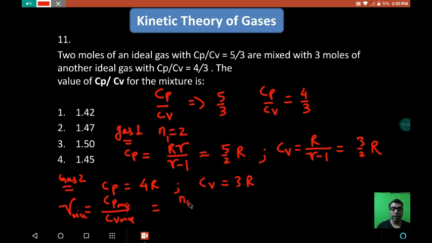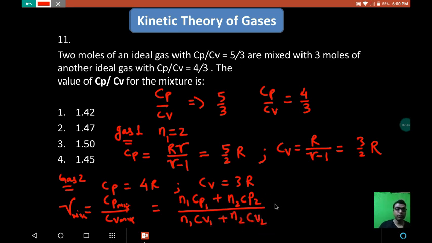we just put the values for the respective gases' moles and their respective Cp values. The formula here is N1 Cp1 plus N2 Cp2, putting the values for the Cp. Now Cv as N1 Cv1 plus N2 Cv2. We put the respective values from the data. All the data is given, and we have already calculated the Cp and Cv for the individual gases. We just put the values and we get the answer as 1.42. So option 1 is the correct option for this question.